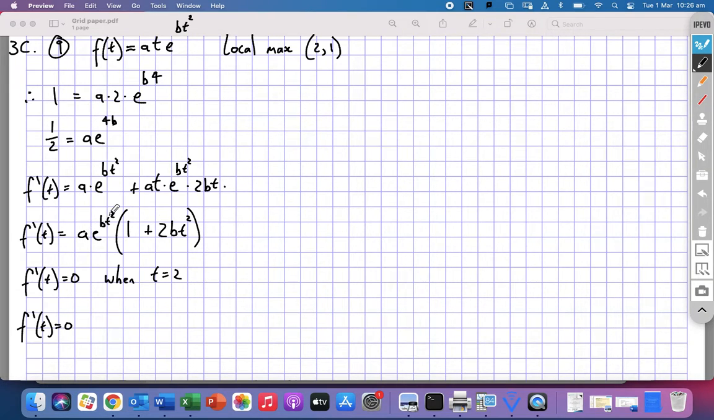I can ignore this because it doesn't matter what t I use. If it's a power, I can't make this term here equal to 0. If that power is 0, then this little piece will equal 1. If that power is negative, and so on. So I can focus just in here. I could say when 1 plus 2b t squared equals 0.